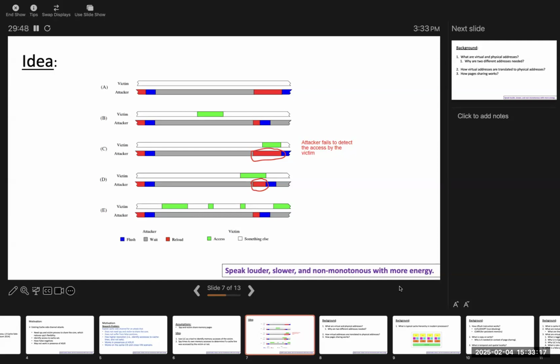So the whole point is that there are some processes sharing the same page on the virtual address space. Yes, yes. Now I'm coming back to the question.